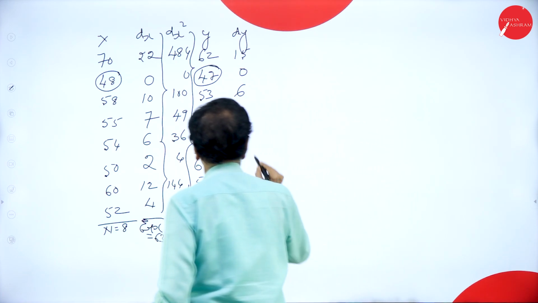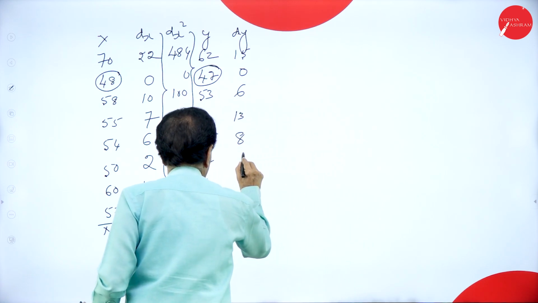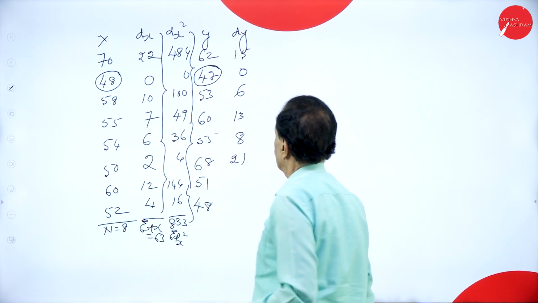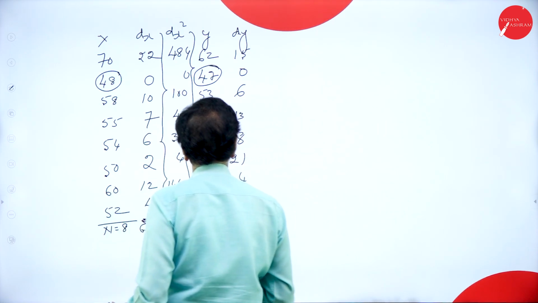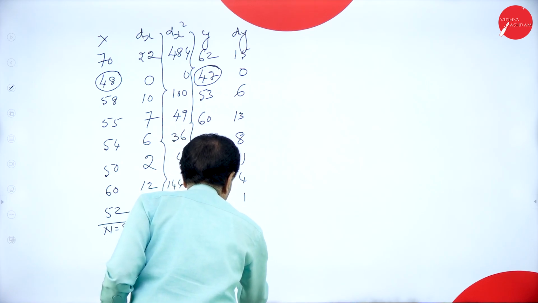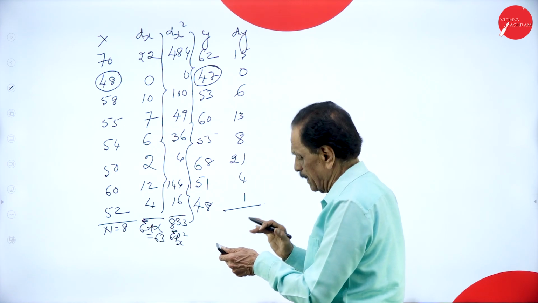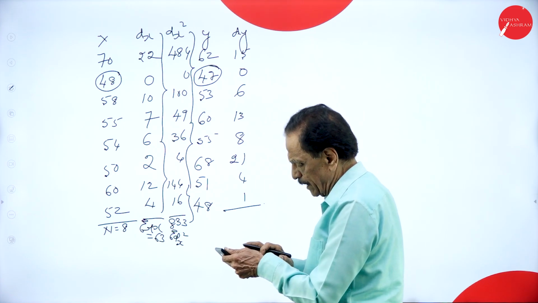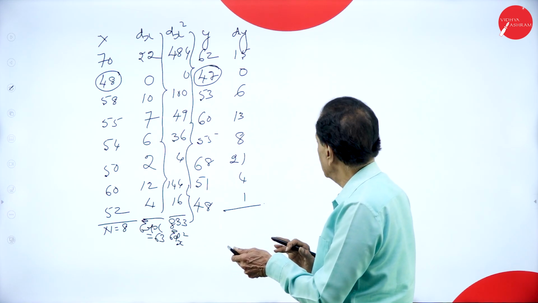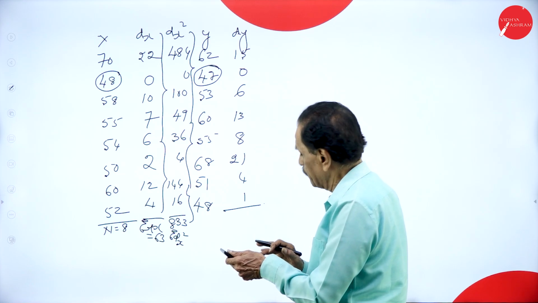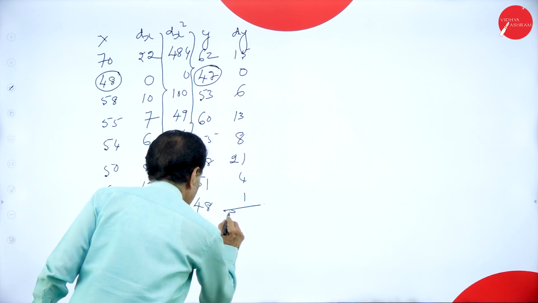55 is 8. 68 is 21. Then 51 is 4. 48 is 1. Add the figures: 15 plus 6 plus 13 plus 8 plus 21 plus 4 plus 1 is 68. Sigma dy is 68.